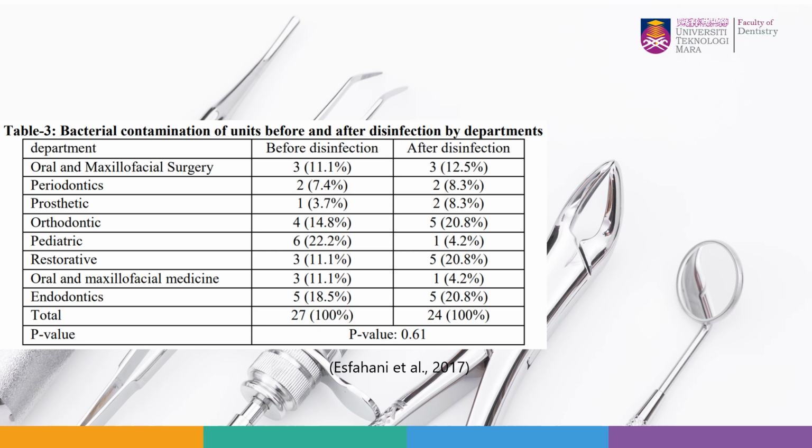Okay. Also, perio does not have changes. And for prosto, it actually increases. Same thing with orthodontics. For pediatric, it's lower, which is quite effective. Restorative is also higher. Oral medicine is lower. Endodontics is the same, whereas in total, there is a slight change in terms of the bacterial contamination of the units. So these are not good numbers. So we need to work hard to ensure the decontamination process of our unit is excellent.